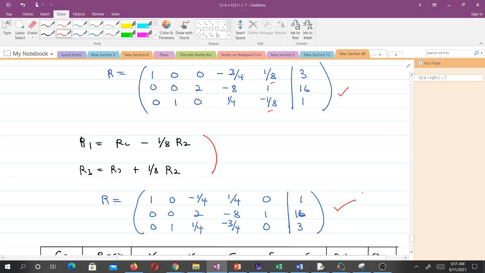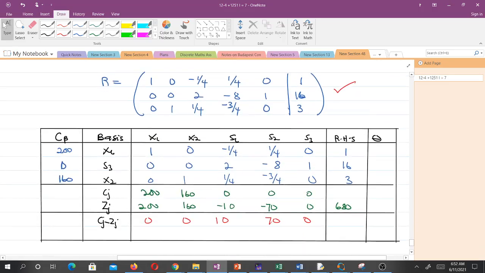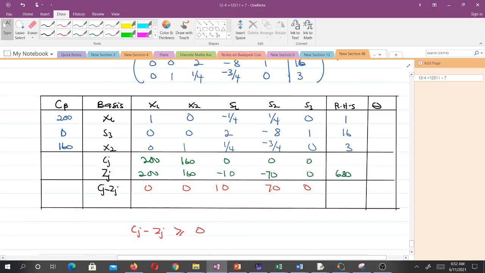Alright, so after doing that, we can construct our table, compute our ZGs, and now when we get here, we are going to get 200 minus 200, 0, 160 minus 160, 0, 0 minus 10, 10. You can see that all our CJ minus ZJ are positive. So that means that hey, we are supposed to stop because the stopping criteria is met. So we are going to terminate our iteration process. Wow, it's been a very long journey, but finally we have an optimal solution. Yay!